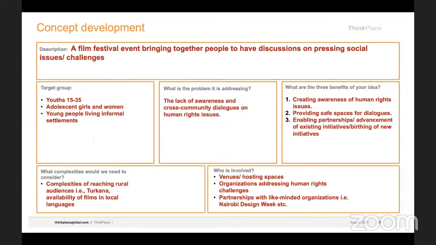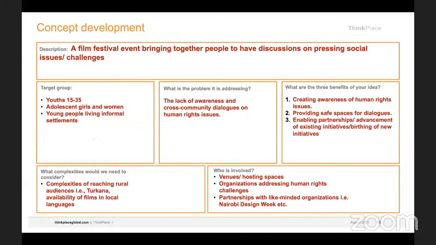So in this case, what's the description of the idea that I come with? I just said it's a film festival event to bring together people to have discussions on pressing social issues or challenges. Who's my target group? I'm targeting young people, the age of 15 to 35. I'm targeting adolescent girls and women. I'm targeting young people living in the informal settlements or low-income communities.